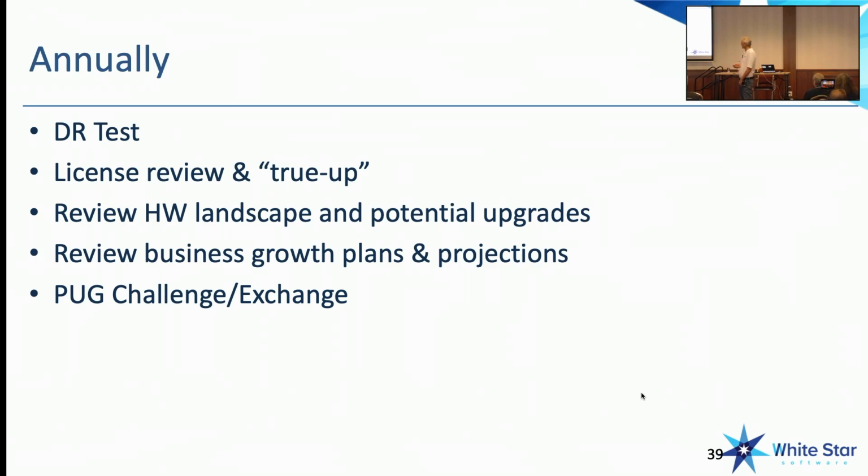Look at the hardware. Oh, yeah. Progress sales, I want brownie points here. Look at your licensing. Make sure that you're properly licensed and true up with the sales team to make sure that if you need more licenses, if you need products that you don't have, that you acquire those. And then review the hardware landscape, any potential upgrades that you might want to do to your servers, see what's been going on in the marketplace there, business growth, and of course, you want to come to PUG Challenge or Exchange every year, right? We're all smart enough to do that.